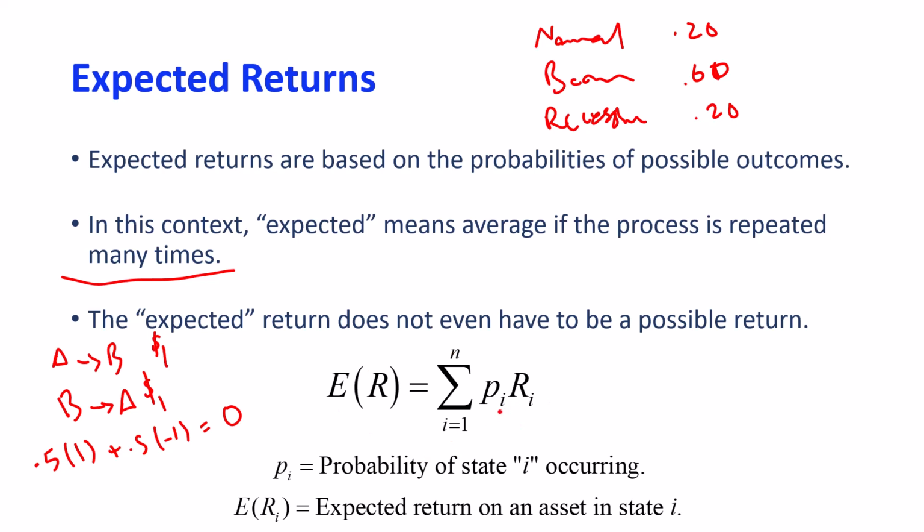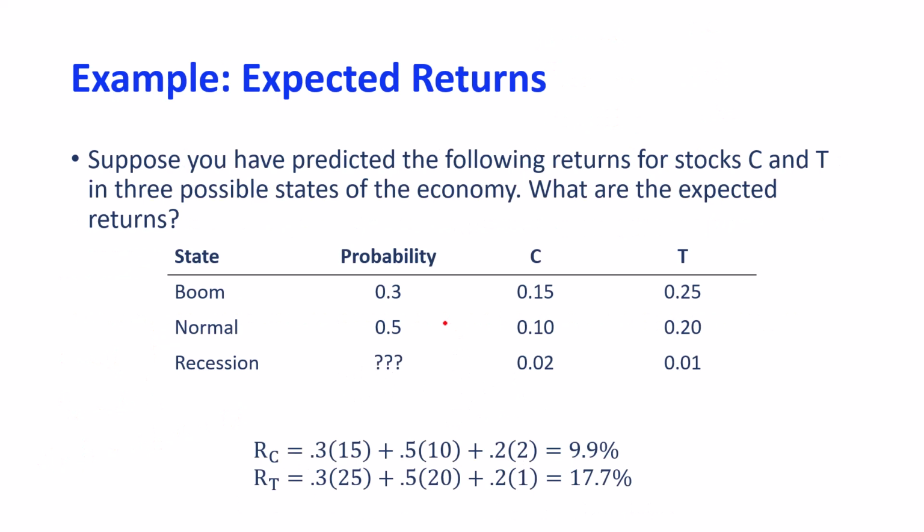So that's how we process the expected return here. We are going to multiply the probability of each state with the expected return in each state and then add them together. Let's look at an example just to make this clearer. Suppose you have predicted the following returns for stocks C and T in 3 possible states of economy. What is going to be your expected return for C and what's the expected return for T? First of all, we need the probability of each state of nature happening. So we have a 30% chance of a boom economy, 50% chance of a normal economy, and to find the chance of a recession, you should know that the probabilities always add up to 1. So that means you're going to have a 20% chance of a recession here.